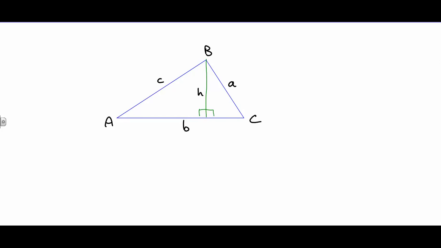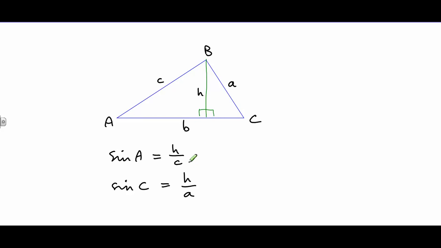So in a right-angled triangle, we know that the sine of an angle is opposite over the hypotenuse. So in this triangle here on the left, we can say that sine A equals the opposite, which is h, over the hypotenuse, which is c, and also in the other right-angled triangle, sine C equals the opposite h over the hypotenuse a.